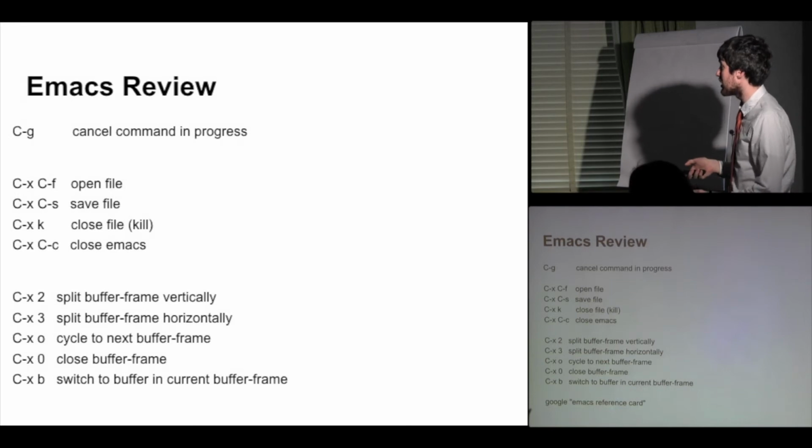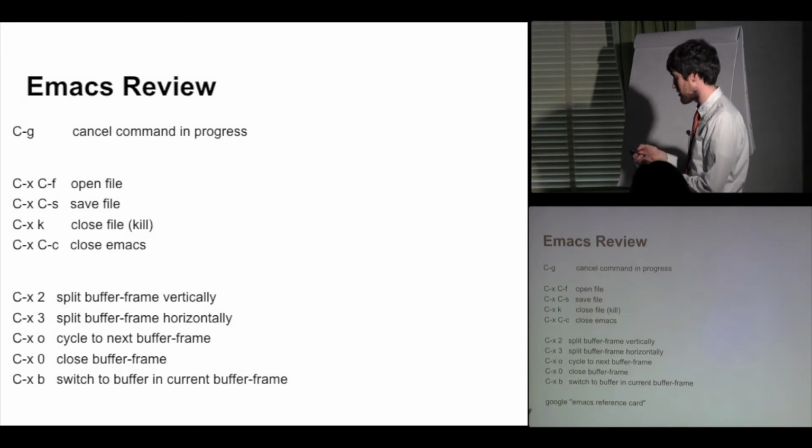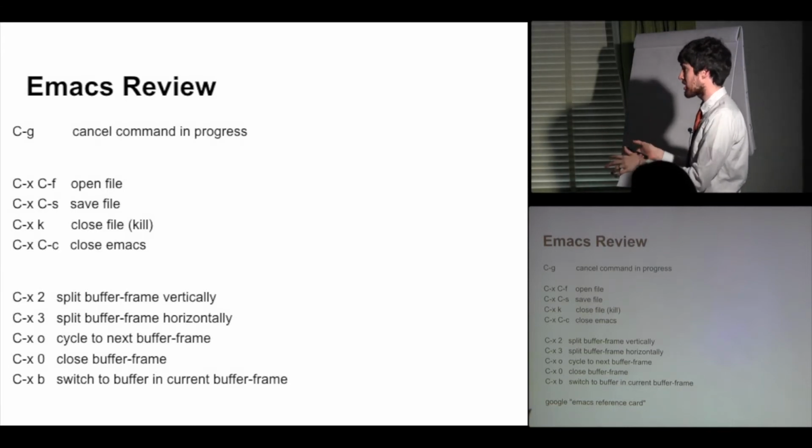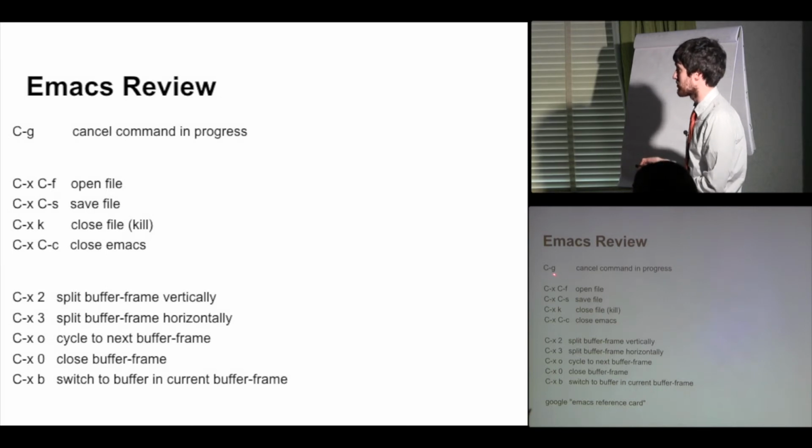Here are some common commands that you'll probably find helpful if you want to try to do this lab. If you are typing some commands and you get stuck, you hit too many weird characters, Control G is like the cancel. I'm not sure why it's Control G, but that's what it is. So to open a file is Control X F. To save is Control X S. To close a file is Control X and then K. And to close Emacs is Control X and then Control C.